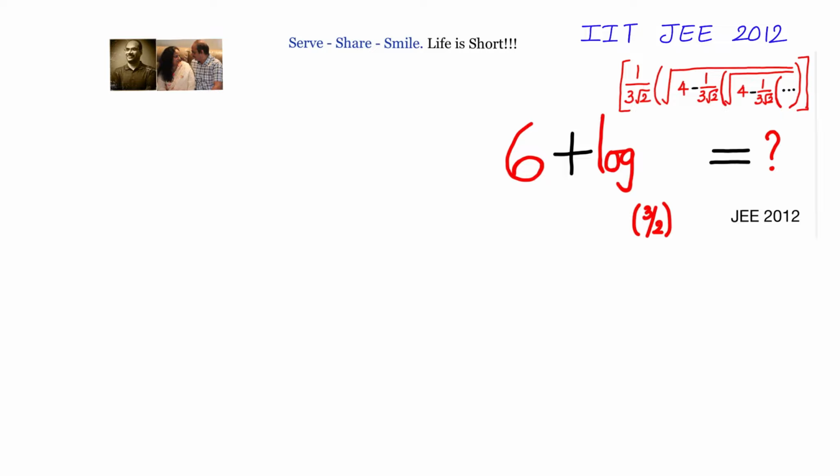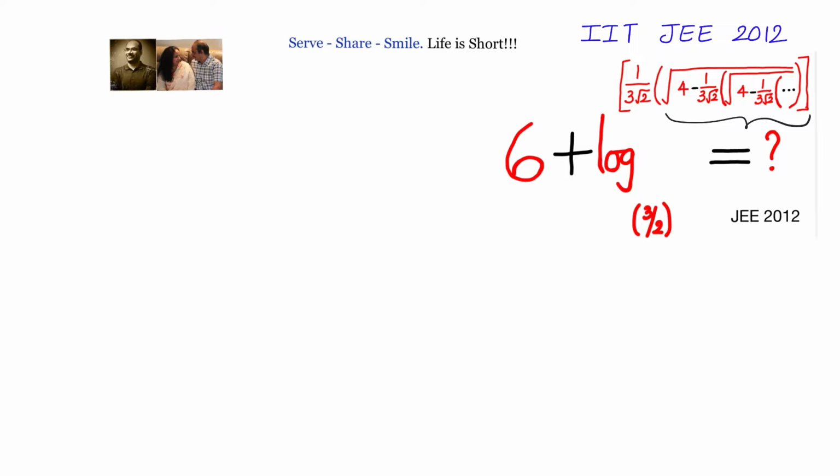So what is our approach to solve this problem? Whatever we do, what we need to get is this whole value in terms of 3 by 2. Then we can say that logarithm of a power n to base a equals n, so that we can get an integer or fraction out. Then we can simplify that and get our answer. So let us focus on this part, which is repeating infinitely, and find out the value of that. Once we are able to do that, we can easily solve this problem. So let's go ahead.